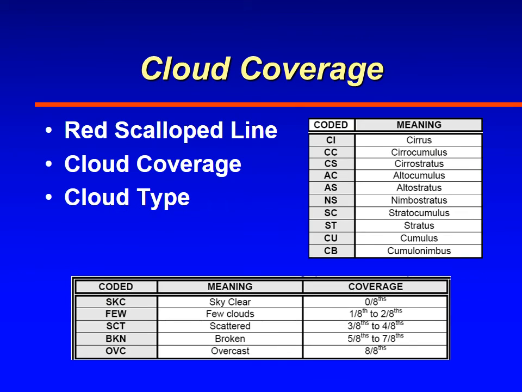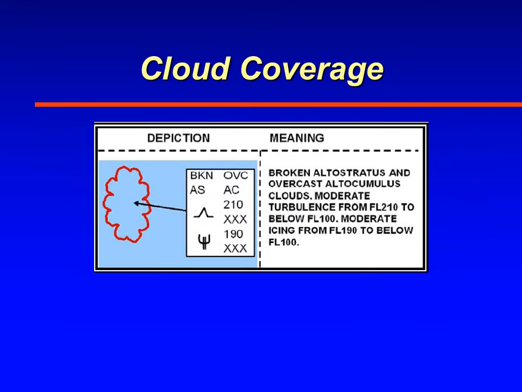And then cloud coverage, they'll also tell you cloud coverage. And they'll use the red scallop line, and they'll use these symbols to indicate the type of cloud and also the cloud cover. So in this example you can see that they've got broken overcast, altostratus and altocumulus, and they don't tell you the altitudes of that, but they do tell you that there's turbulence from below the chart level up to 21,000 feet, and that would be moderate turbulence.